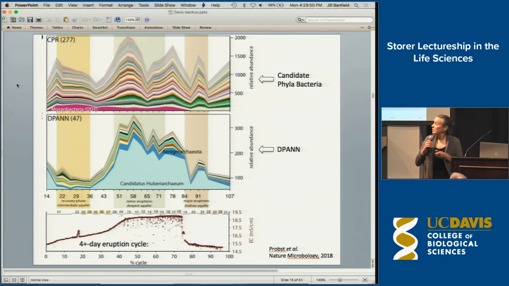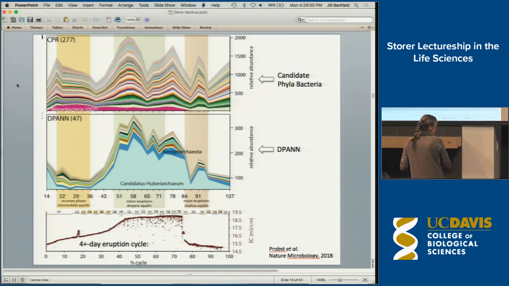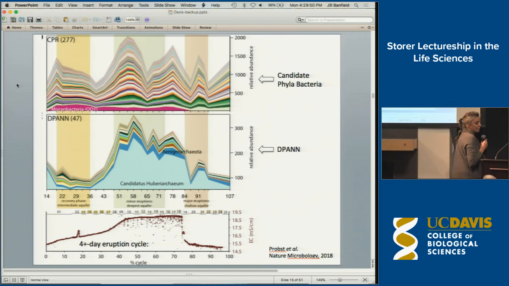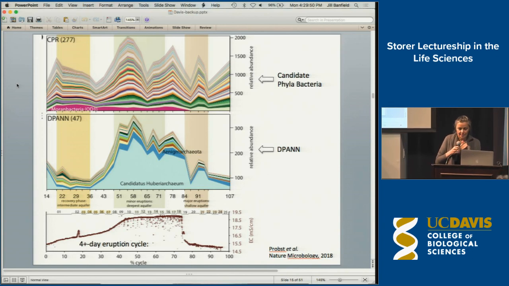So also coming up at the same time in the eruption cycle is another group of organisms which I have not yet introduced you to, but I'm going to tell you now are bacteria, and we're going to call them the CPR. I'll explain the acronym in a moment, but basically it means candidate phyla radiation bacteria.